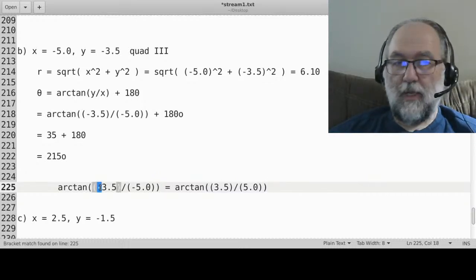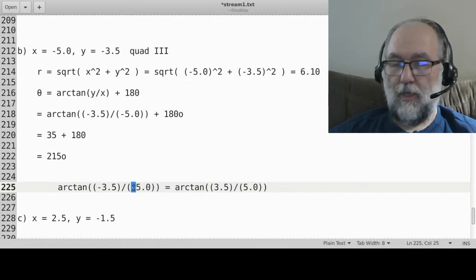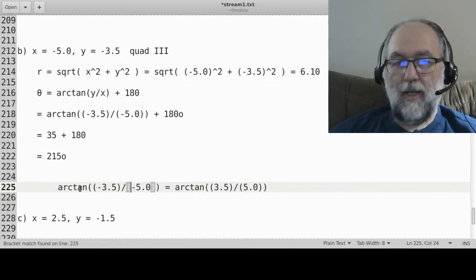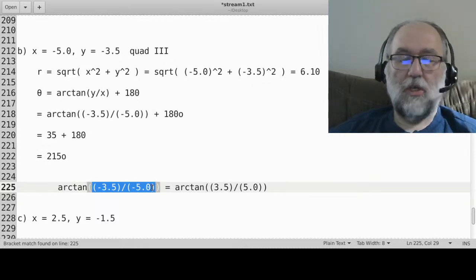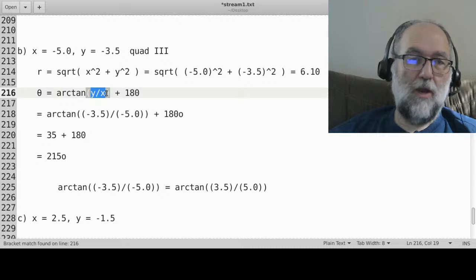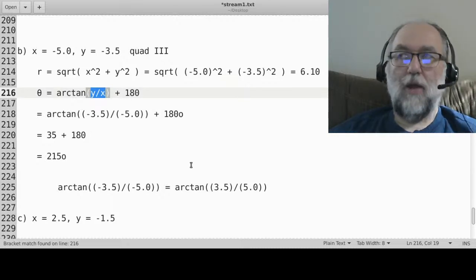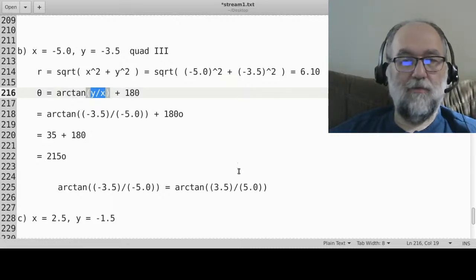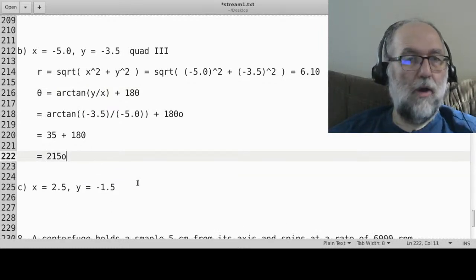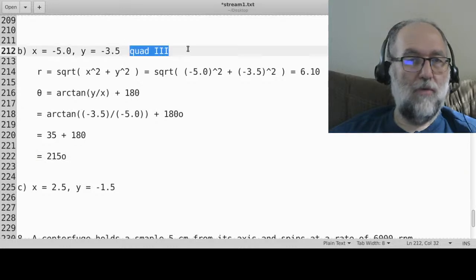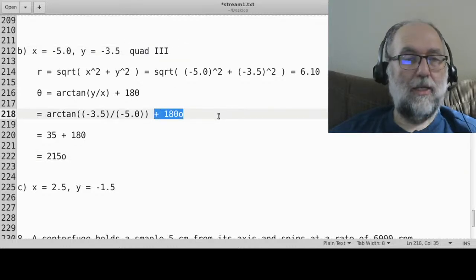Again, just because the negative sign cancels between numerator and denominator, this ratio y over x cannot be distinguished from this ratio right here, y over x. You can't distinguish the ratio y over x from the third quadrant and the first quadrant. As a result, you simply have to say, I know that it's in quadrant 3 and therefore I have to add in 180.